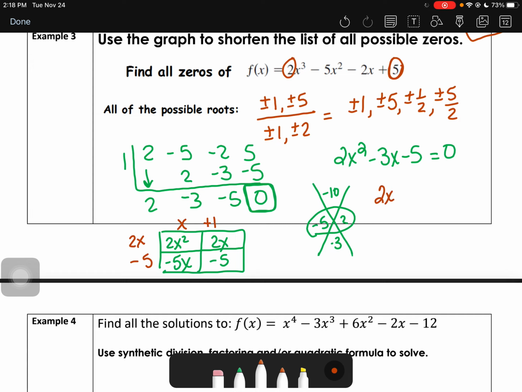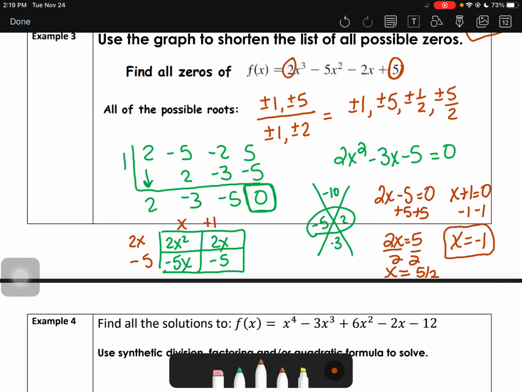So we can set each of those equal to 0. And when we subtract 1, our next solution would be x equals negative 1. And then when we add 5 and divide by 2, we have x equals 5 over 2 as our other solution. And then our original solution of x is equal to 1 as well.